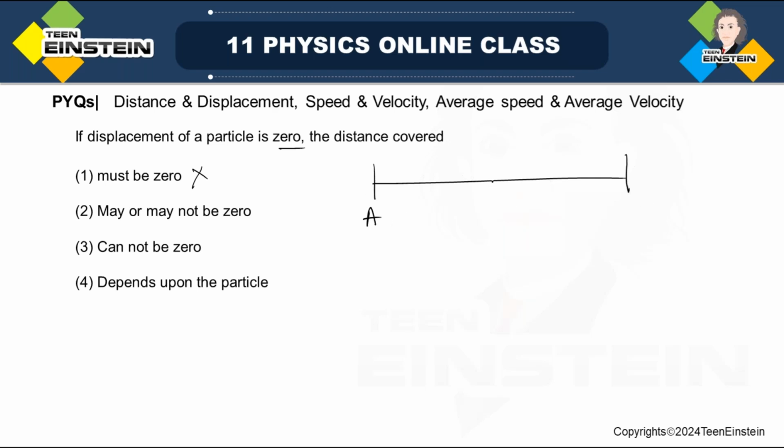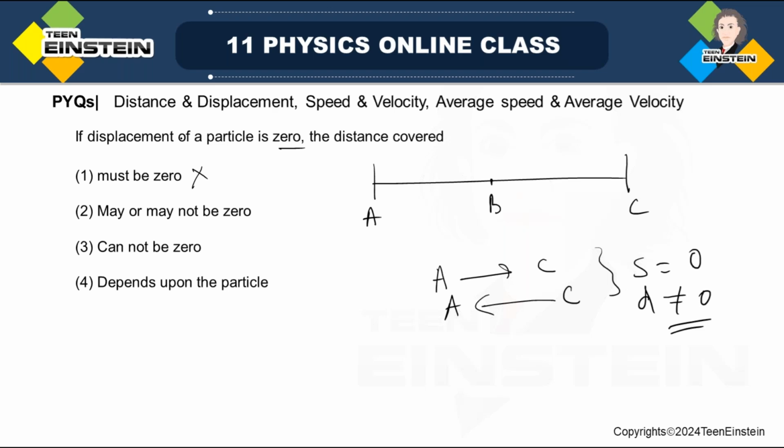Suppose this is A, this is B point, and this is C point. A particle or a car is moving in a straight line A, B, C like this, and suppose it goes from A to C and then returns back to A. So in this case, displacement will be 0, but the distance traveled will not be 0. Okay, so that is why it must not be 0.